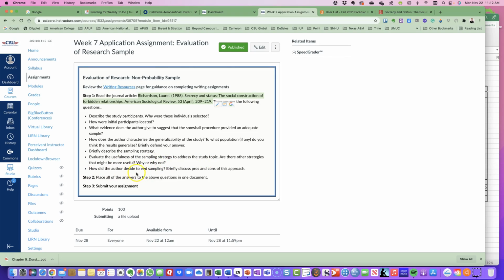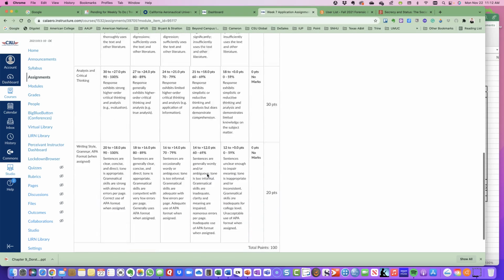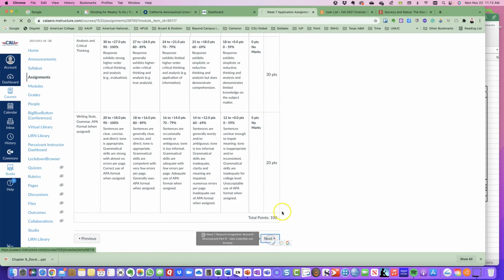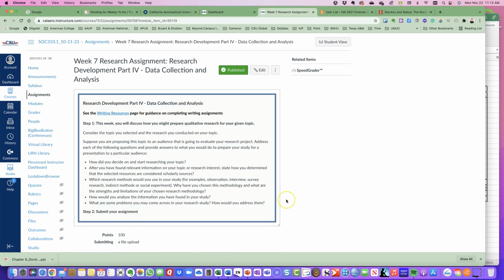And then how did the author decide to end the sampling? Like discuss the pros and cons of the approach that the author undertook in this particular study. So that is your week 7 application assignment, evaluation of a sample. And then our last bit of the assignment is here. We're going to do our part 4, your data collection and analysis.